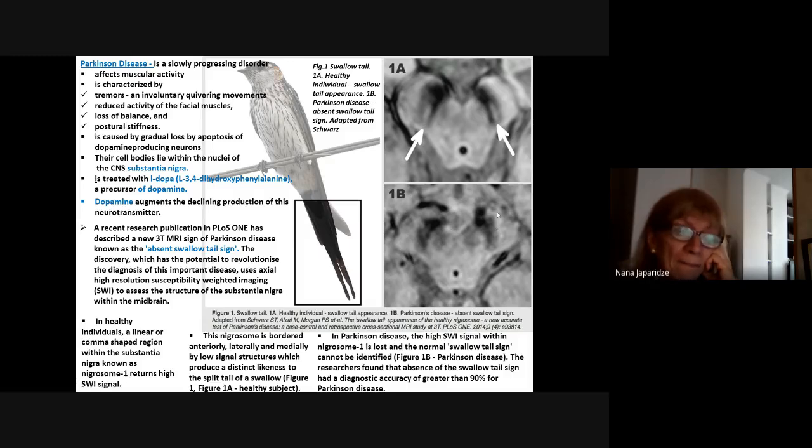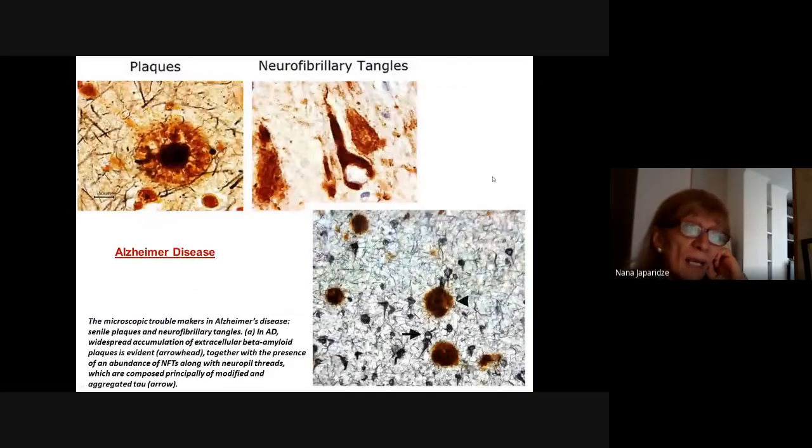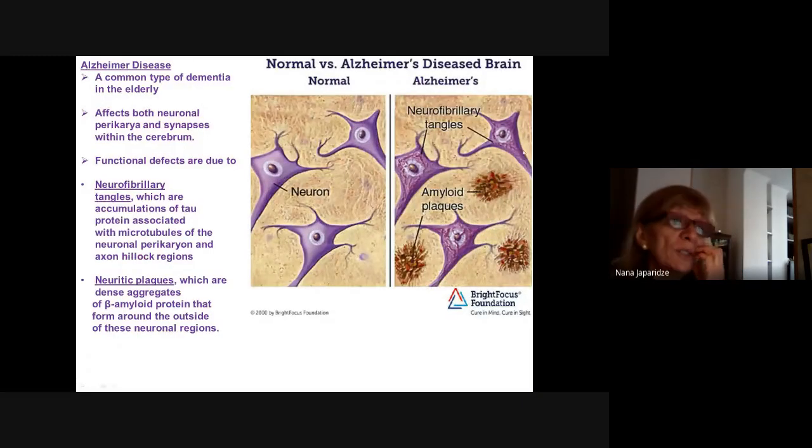Okay, so this is an Alzheimer disease brain, and of course this is a schematic image, and here you can identify amyloid plaques and also neurofibrillary tangles in the cell cytoplasm. So these plaques are identifiable outside the cell in the tissue, and these neurofibrillary tangles are identifiable in the cell cytoplasm.